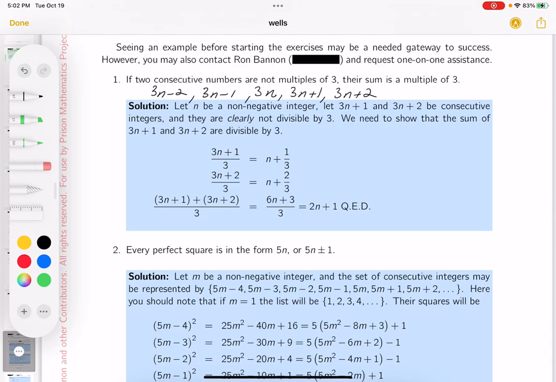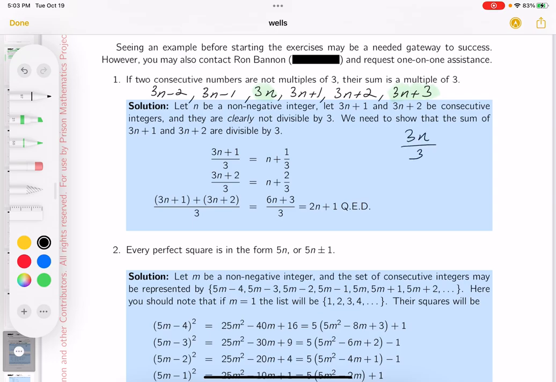So it says two consecutive positive integers, not multiples of 3. I'm going to use the word integer, by the way. So I'm going to extend the list a tiny bit, and this is going to be 3n plus 3. I'm going to point out the ones that are divisible by 3. For example, this divides by 3 and this divides by 3. How do I know that? Let me write that down for you.